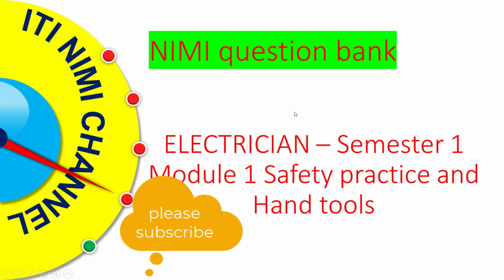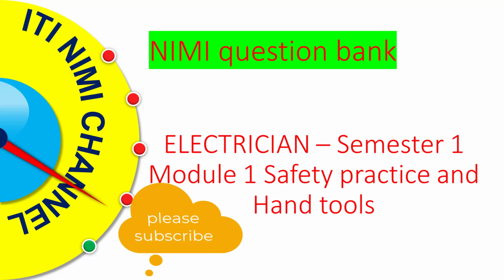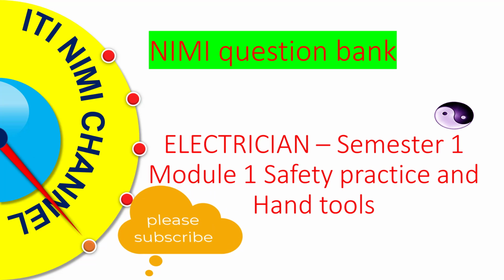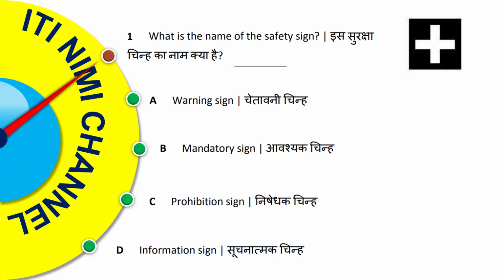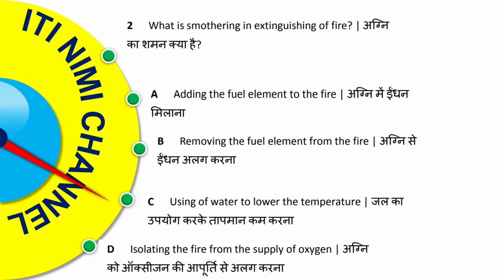In this video, I am going to ask the safety practice and hand tools NIMI question bank. Okay, let us start. This is question number 1. What is the name of the safety sign? You have to tell what is the name of this safety sign. Option A, warning sign, mandatory sign, prohibition sign, information sign. The answer is information sign.